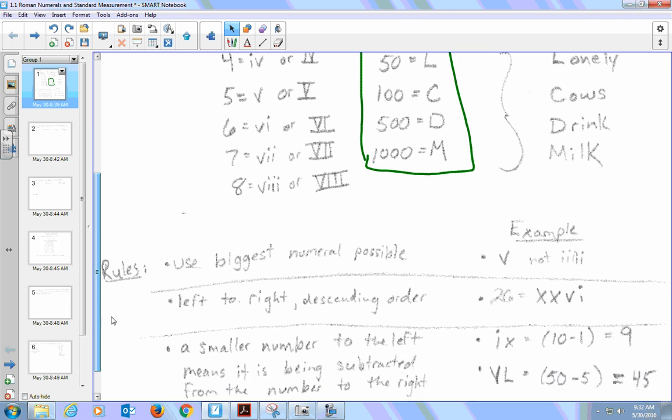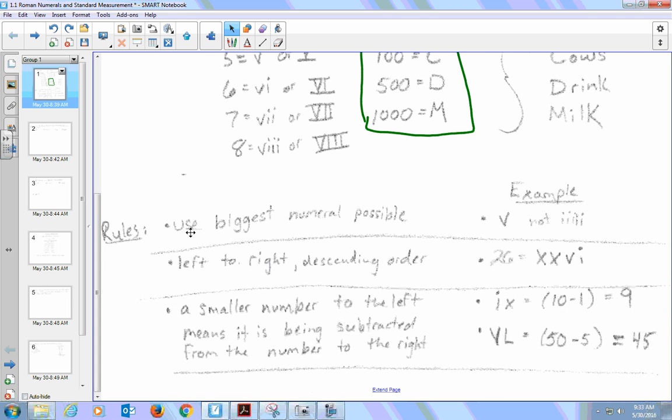So the rules with Roman numerals are we always want to use the biggest numeral possible. So for example, with 5, we'd want to use a V because you only have to write it once as opposed to putting 5 I's. We always go left to right in descending order, so you put the biggest numbers first. So 2 X's to represent 20, and then a V for 5, and then an I for the 1 to get the 6.